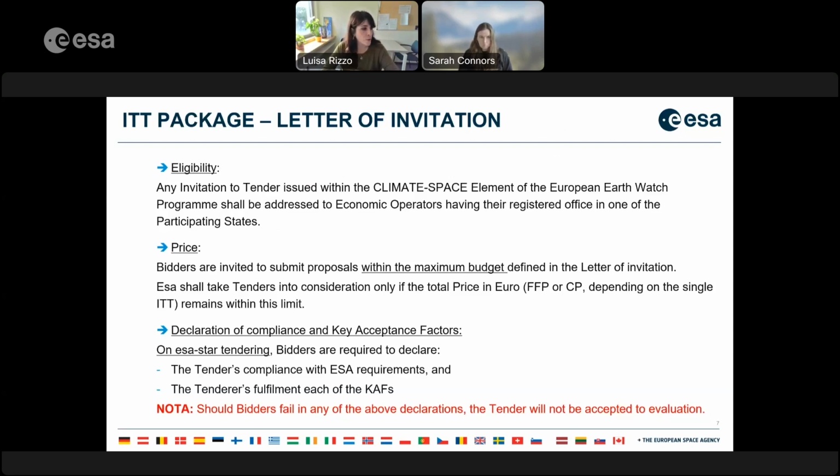The first one, we already addressed it, is the eligibility. So any invitation to tender issued in this case within the climate space element of the European Earthwatch program shall be addressed to economic operators having the registered office in one of the participating states, with, as we already said, the exemption of a maximum of 10% of the overall price for external services outside the participating states.